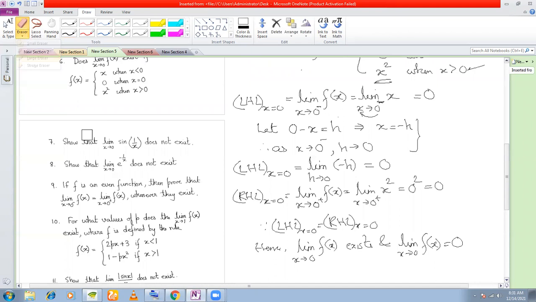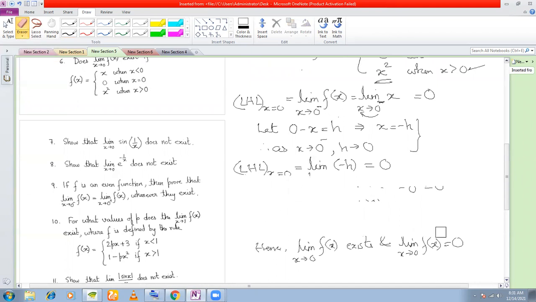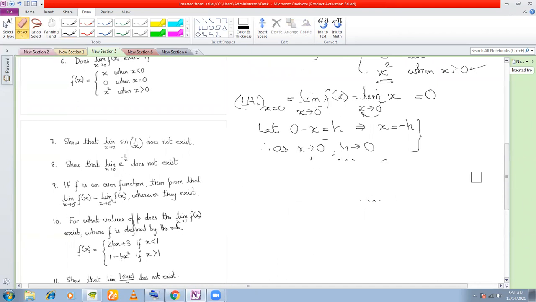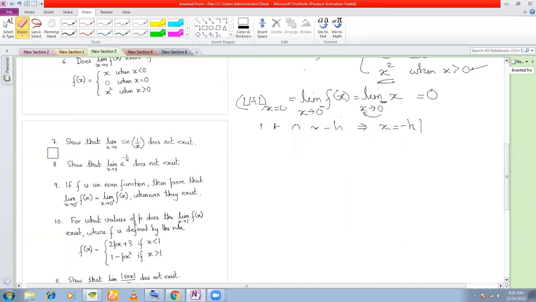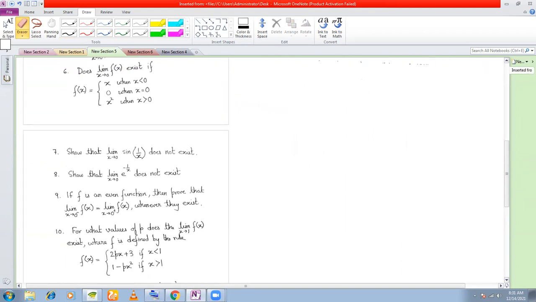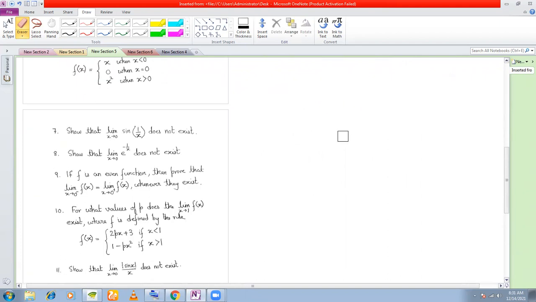Fine. We'll move on to the next problem, number 7. Show that limit x tends to 0, sine 1 by x does not exist. So I say a given function, let f(x) is equal to sine 1 by x. Okay, and limit x tends to 0, you have to evaluate. So we need to check whether this limit exists.